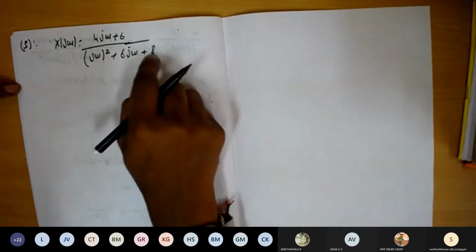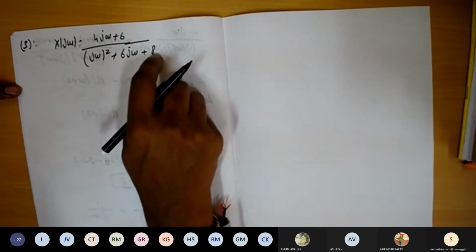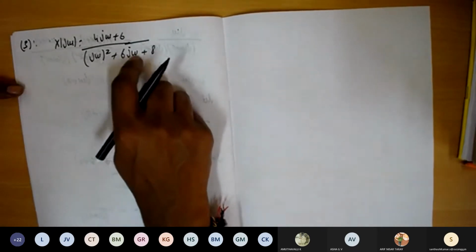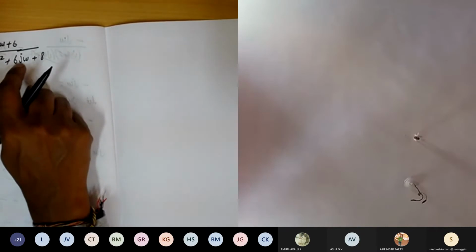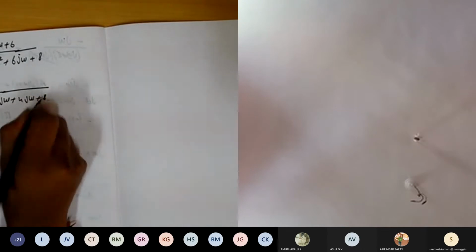Here we need to express the 8 in terms of the sum of the 6 here. So 8 is nothing but 4 into 2, and 4 plus 2 will become 6 j omega here. So I can split the 6 j omega as 4 j omega plus 2 j omega. Directly we can split here: j omega whole square plus 2 j omega plus 4 j omega plus 8.